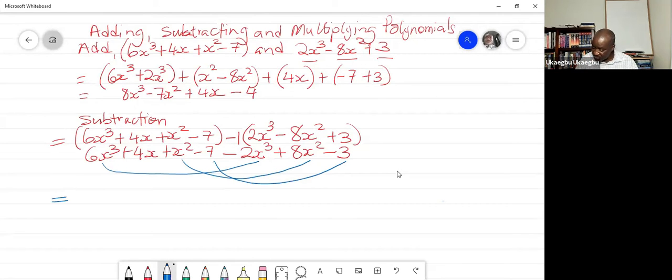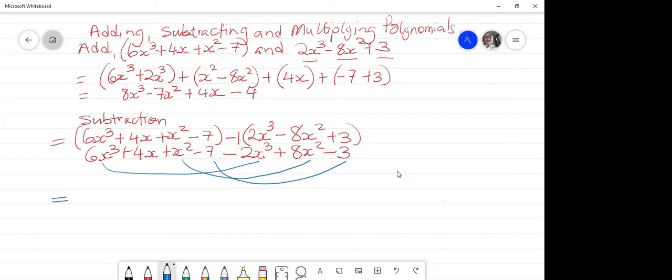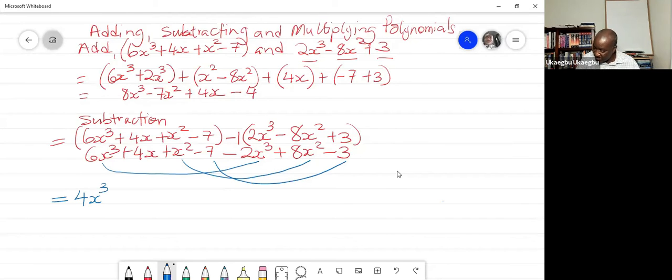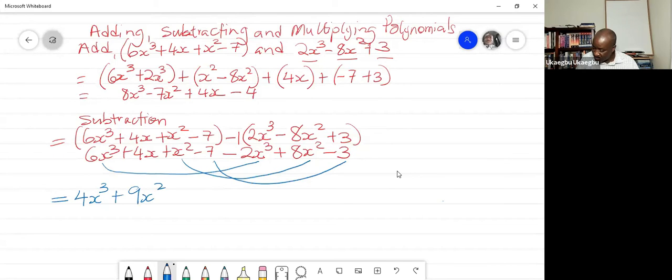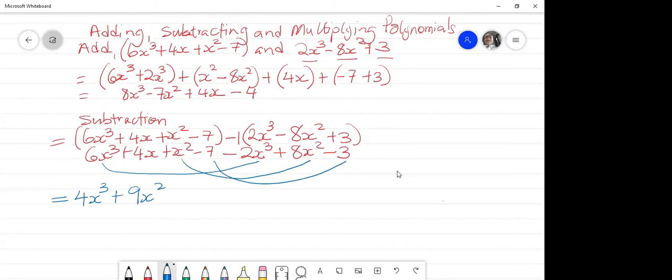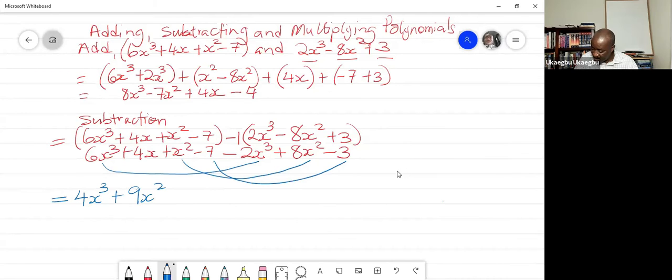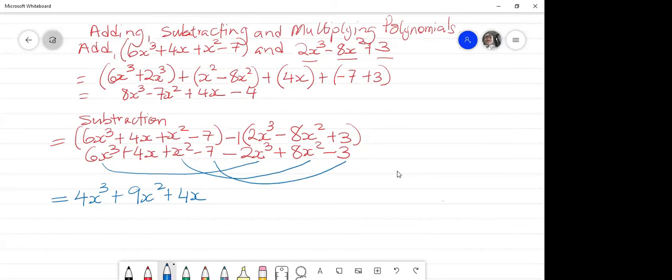If we combine 6x cubed minus 2x cubed, we get 4x cubed. Then the next term, if we combine 9x squared, is plus 9x squared. Is there any other number to combine? No. The 4x is by itself, so you write plus 4x. And then negative 7 combined with negative 3 gives us negative 10.